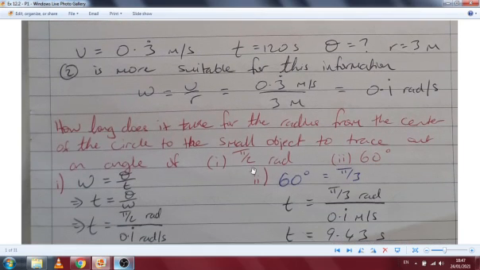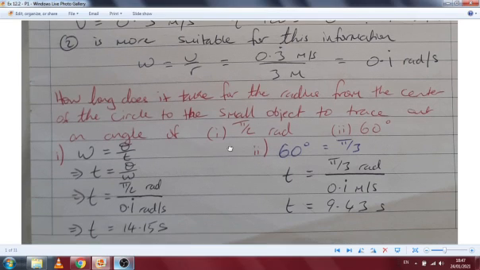Next, we're asked how long it takes for the radius from the center of the circle to the small object to trace out an angle of, first off, pi over 2 radians, and then secondly 60 degrees. So how long will it take to trace out this pi over 2 angle? Again, we're now in a new situation and we have a bit more information.